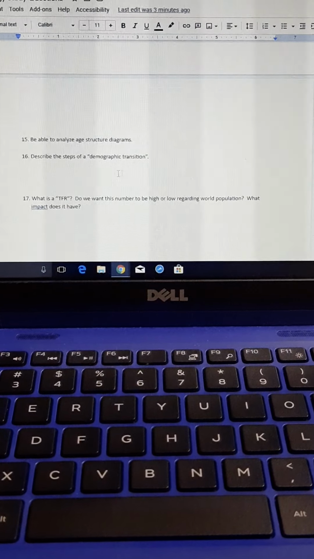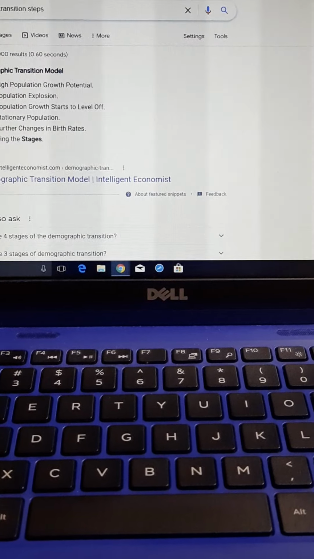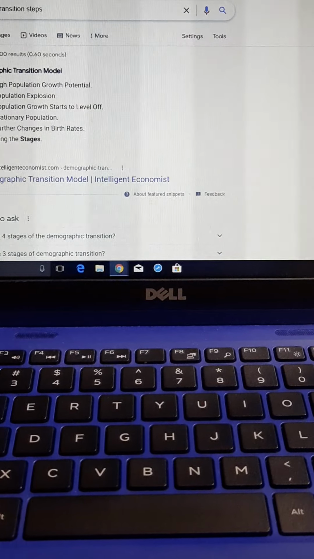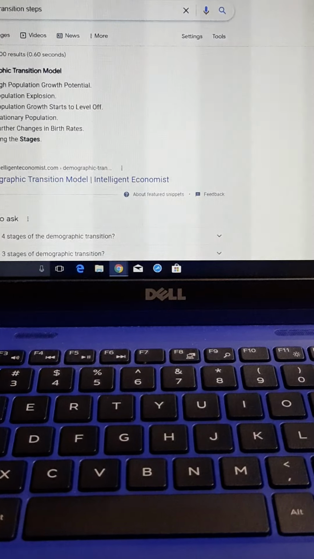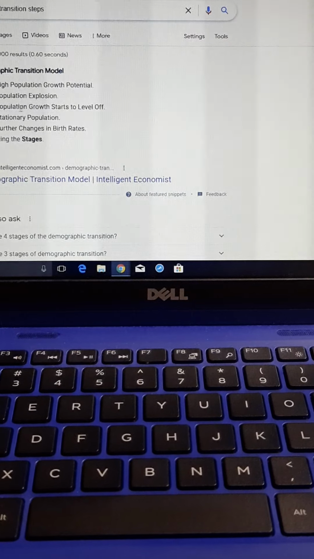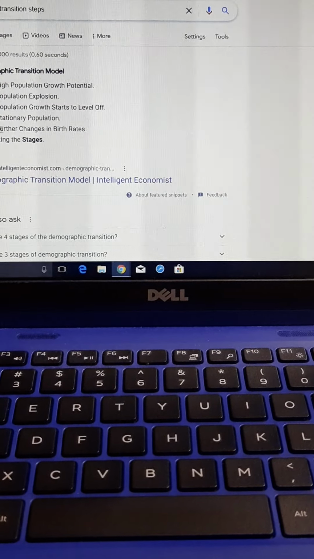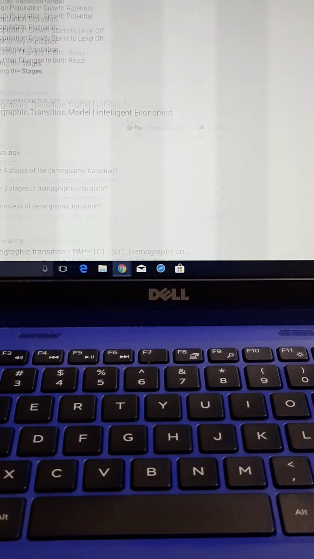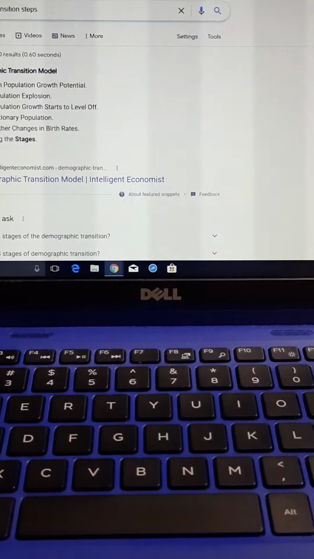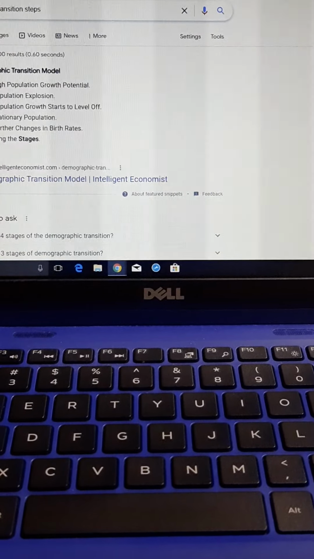The steps of a demographic transition. We had to look that up. I do not remember in the PowerPoint we were given that these were in there. So stage 1, high population growth potential. Stage 2, population explosion. Stage 3, population growth starts to level off. Stage 4, stationary population. Stage 5, further changes in birth rates. Please read more about this. Again, I don't think it was in the notes that we were personally given. So just please look it up online.